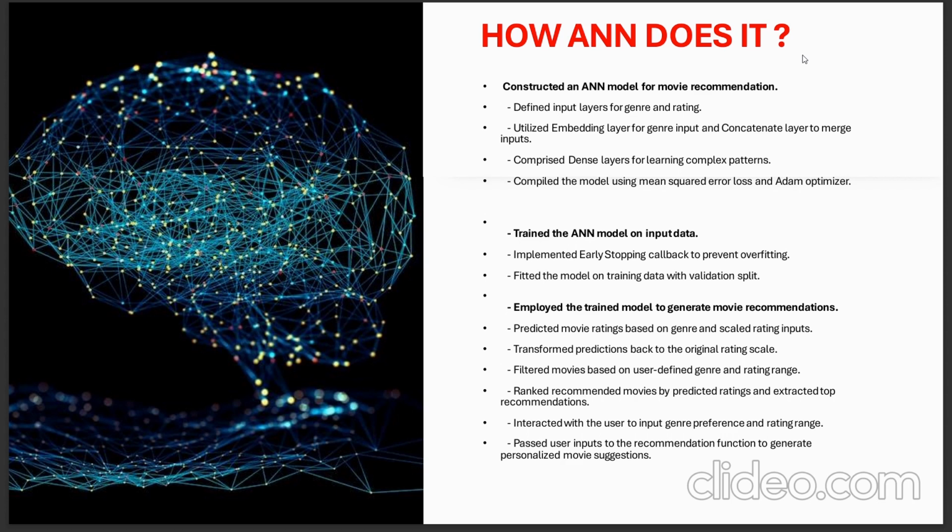So how did we train it? We used early stopping to prevent overfitting and fitted the model on the training dataset with a validation split. Then we filtered the movies based on the user-defined genre and rating, and we created a CSV file for each user ID.